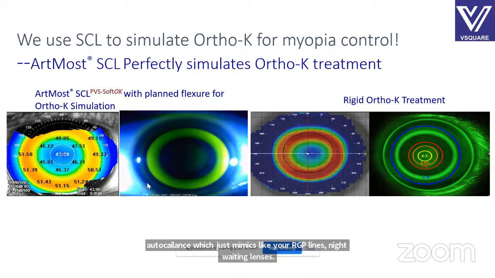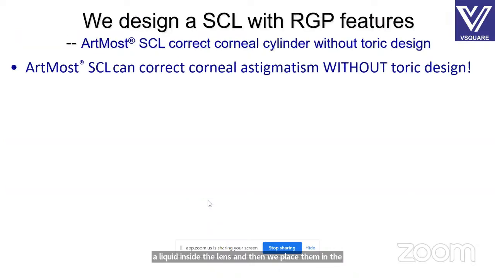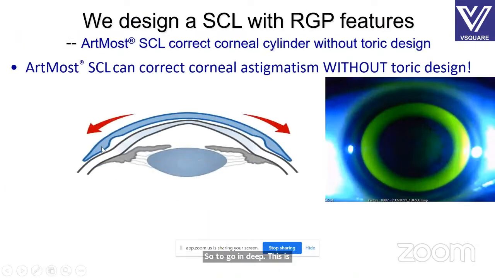It is a soft lens without a multifocal region, without multifocal power, without a near addition power, but it mimics your RGP characteristics, where the center cornea is flat and the mid peripheral region is steep, because we fill a liquid inside the lens and then place it in the eye, just like your scleral lenses. So to go in deep, this is how the lens design will be. The lens has a mold and this mold carries the saline. So when you wear them, we have to fill liquid saline and then put them in the eye, and that saline remains throughout until we remove the lens.